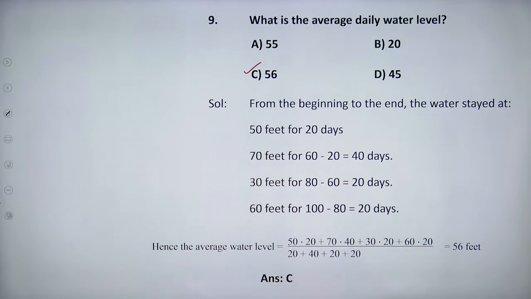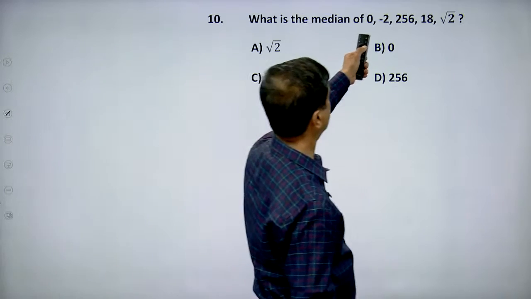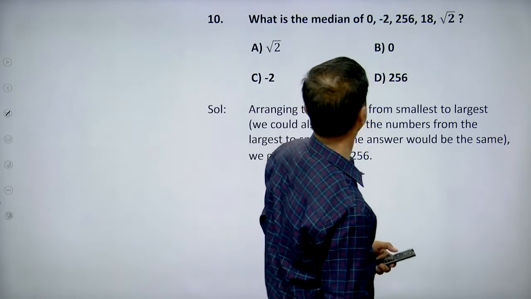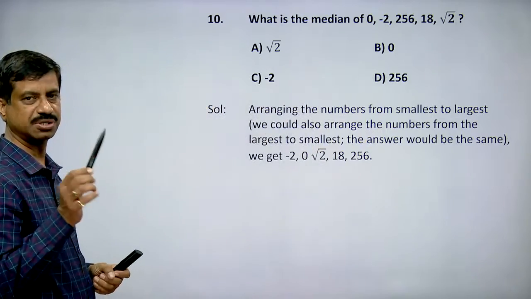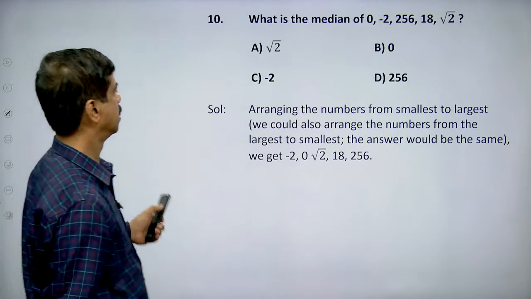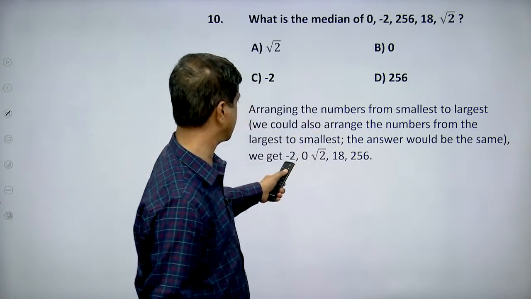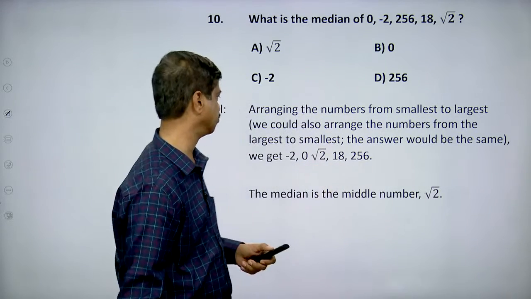Right, children. So let us go to the next question. What is the median of 0, minus 2, 6, 18 and root 2? So first arrange the numbers from smaller number to greater number, then the middlemost term becomes the median. So if you arrange them, you will be arranging them as minus 2 is smallest, then 0, then root 2, then 18, then 256.